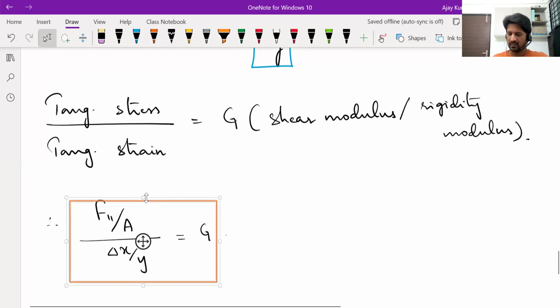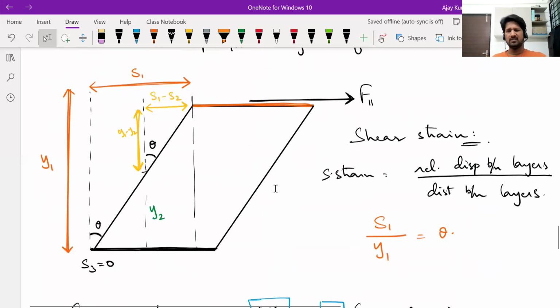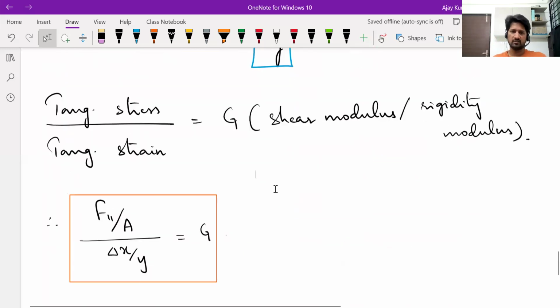Here they won't trouble you much by giving you non-uniform stresses. Based on tangential stress, if they want to ask you a question, they will ask you a direct question itself. They'll give you a diagram like this and ask you what is the strain produced, or for how much force you will get this much strain. Such problems can be asked.